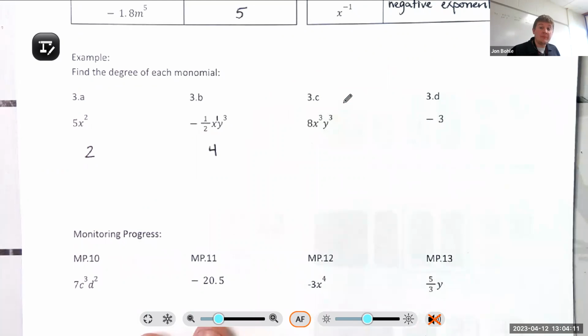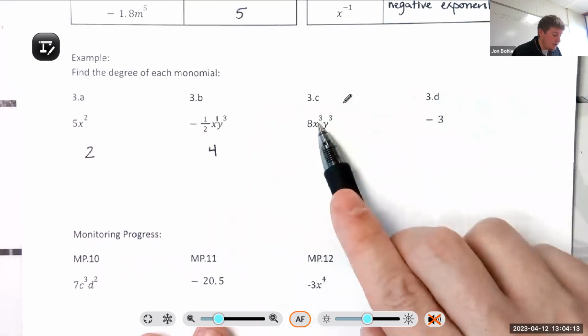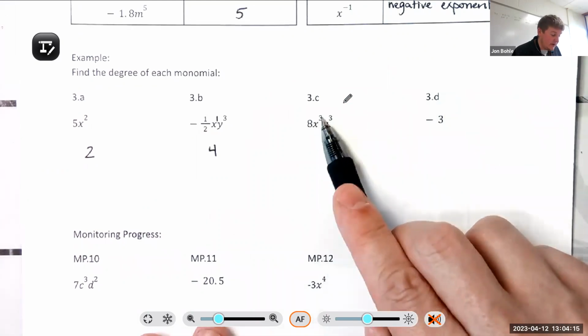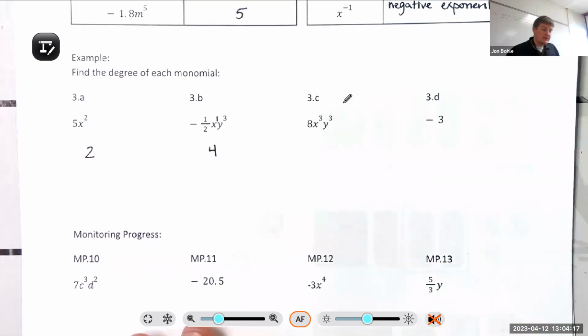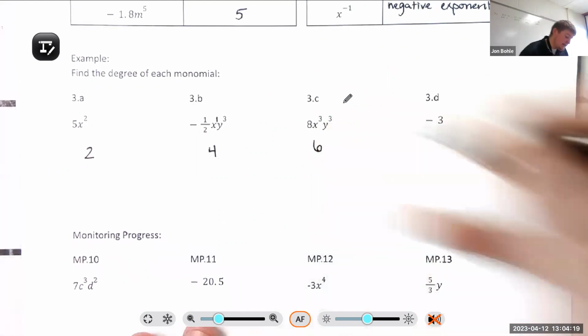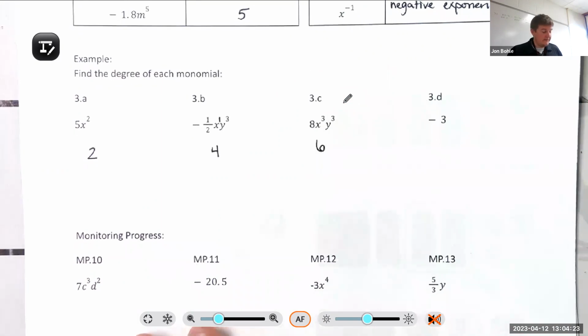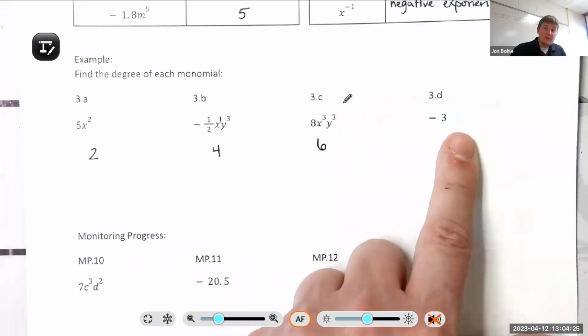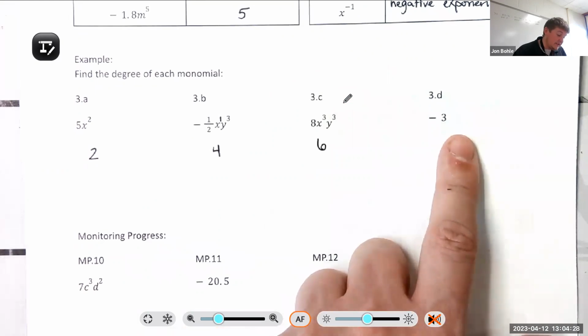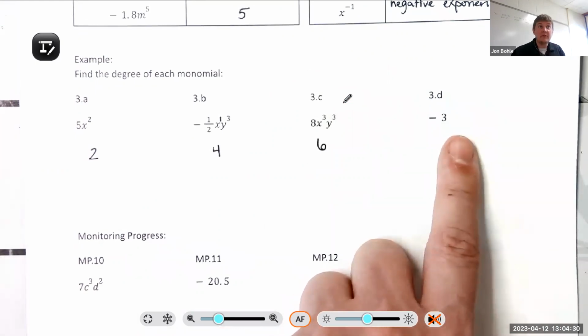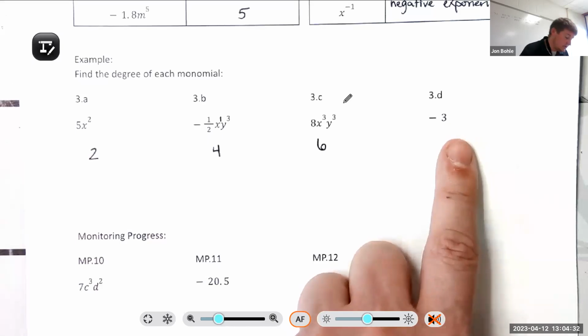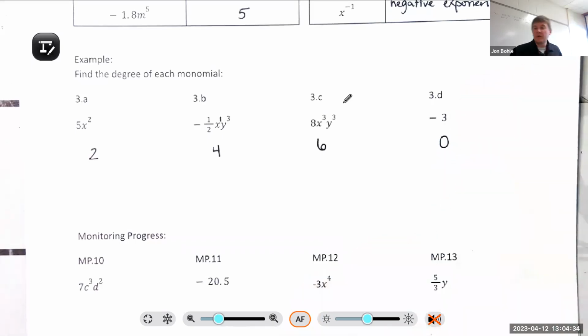3C, again, I have multiple variables. Since I have multiple variables, I'm going to take the sum of the exponents. So 3 and 3 would be 6. Okay, and then I have just -3. This is a constant value, no variable. Since there's no variable, the power on that variable would be 0 because it's just 1. So no variable means the degree is going to be 0.